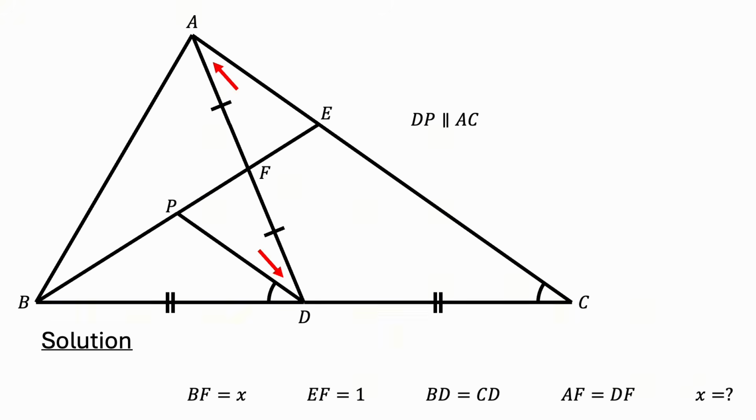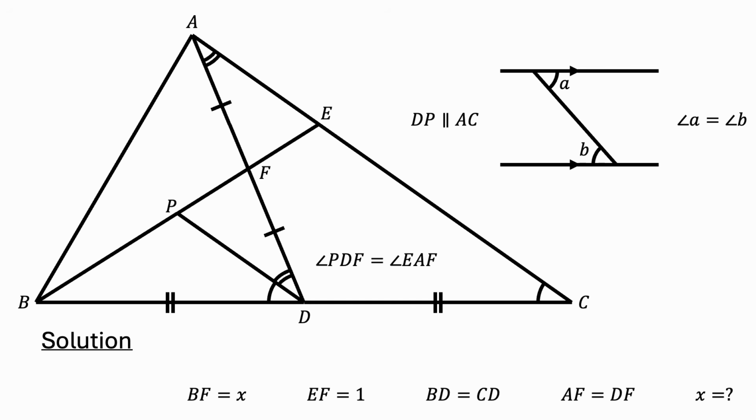Next, consider angles PDF and EAF, which are alternate interior angles. Since alternate interior angles are equal, we have angle PDF equals angle EAF. Similarly, angles FPD and FEA are alternate interior angles. Therefore, angle FPD equals angle FEA.